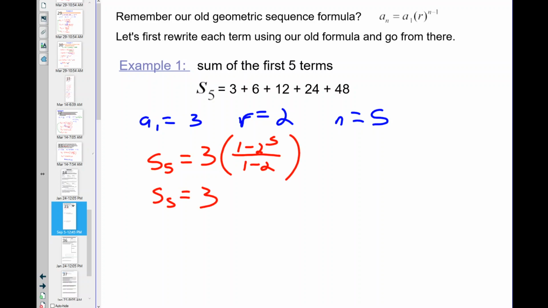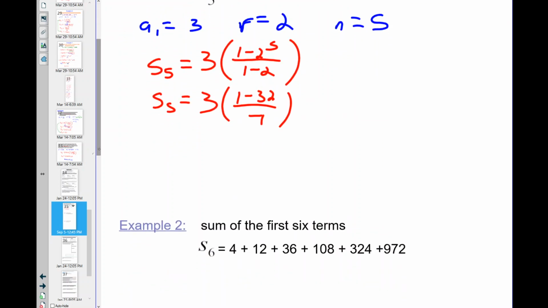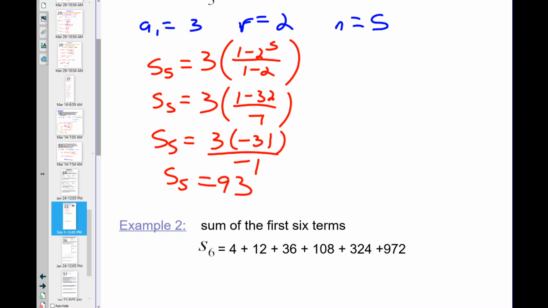I'll clean this one up a little bit. This is just 1 minus 32 over negative 1. So this is 3 times negative 31 over, I know that looks like a 7, but it's a negative 1. Sorry. And that's going to give me what, 93? If you add up all those numbers on top, you should get 93.